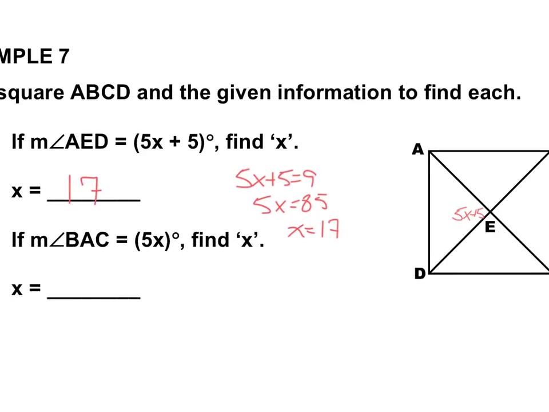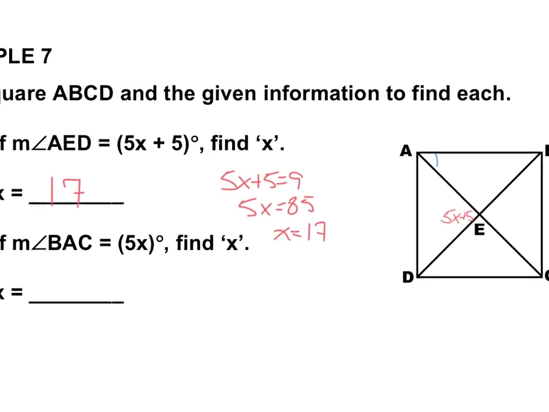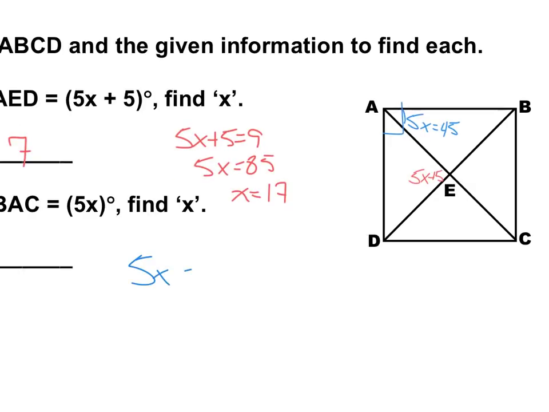Now it says the measure of angle BAC, so this angle up here, is 5x. And it wants us to find x. Well, if these are 90 degrees and the diagonal bisects it, then each one of those is 45 degrees. So 5x equals 45, which means x equals 9.